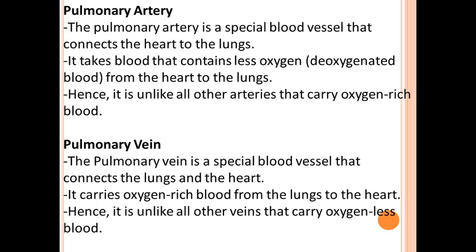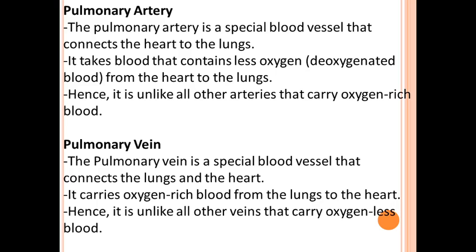See, I have given the pulmonary artery and pulmonary vein here. You can take a screenshot and then write down the notes about the pulmonary artery and pulmonary vein. The pulmonary artery is a special blood vessel that connects the heart to the lungs, and it takes blood that contains less oxygen from the heart to the lungs. That is deoxygenated blood, carbon dioxide rich blood. The pulmonary artery and pulmonary veins do the functions opposite to arteries and veins.